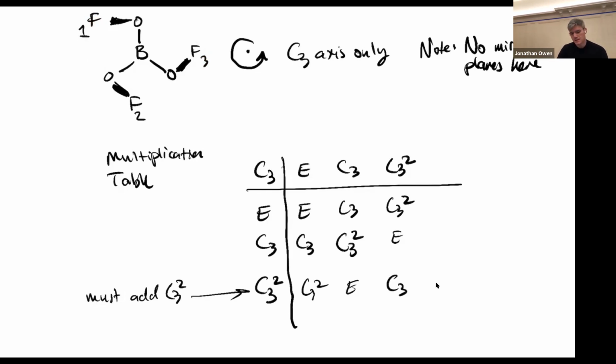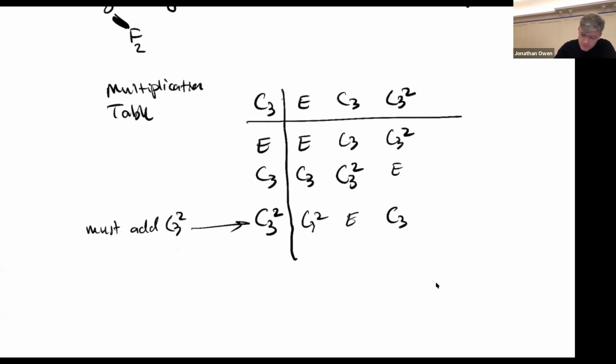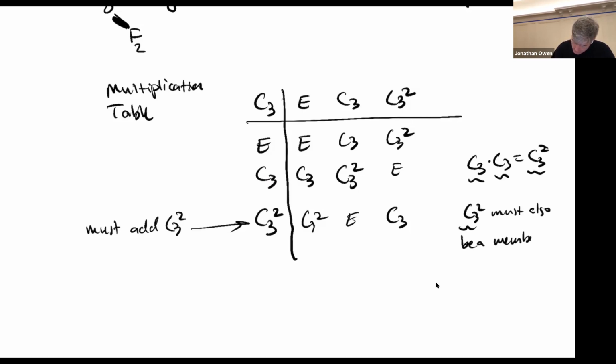We fill out our table, and you can see we got them all. Okay, so C3 twice must be a member of the group. C3 times C3 is C3 twice. C3 must also be a member. Okay.